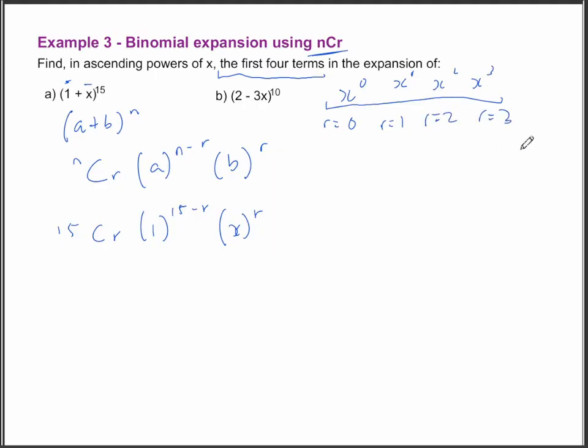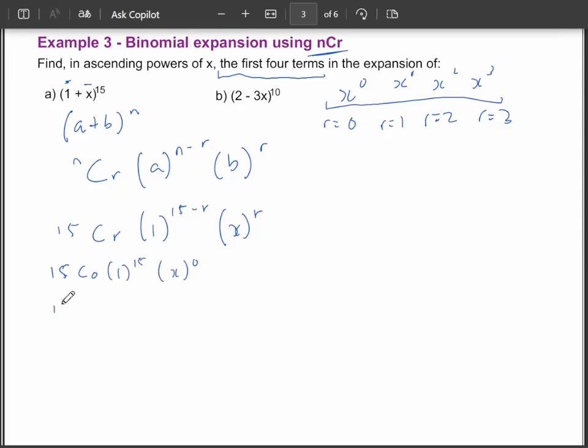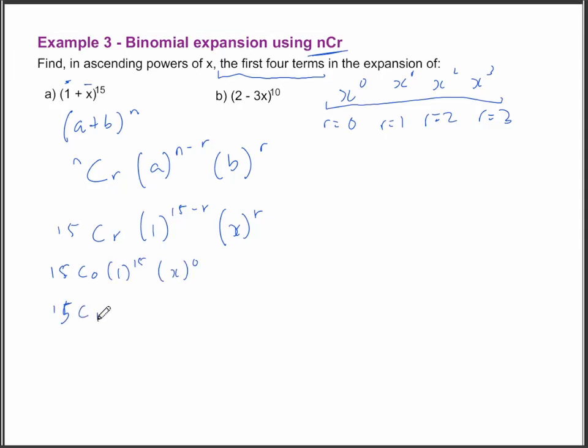And so we're going to use these r's and put them into this. So we have 15 choose 0, 1 power 15, x power 0. We'll have 15 choose 1, 1 power 14, because 15 minus 1, x power 1. And we'll do that for all the four r's.